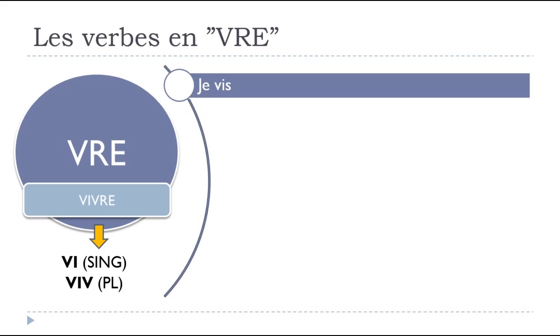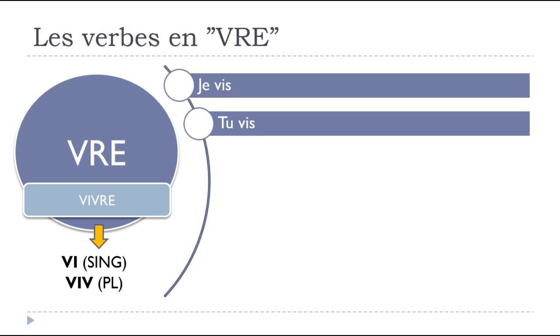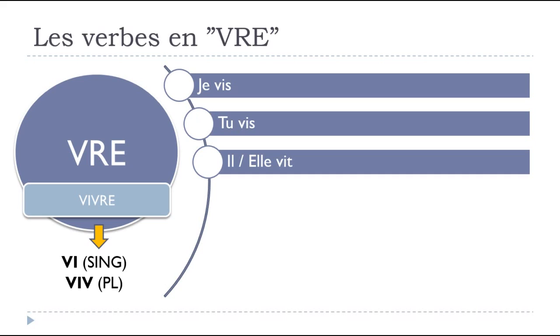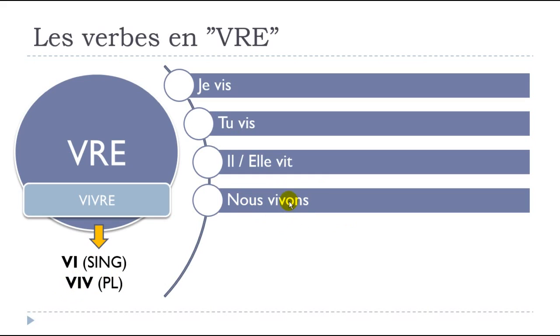You will get je vis, tu vis, il vit, elle vit. We take this root or this stem, put it right here, and after that you put the ending. For je it will be s, for tu it will be s the same, and for il, elle it will be t. If we keep the logic for the plural form, we will take viv, and then add the ending, and the classic ending for nous is ons. Nous vivons.